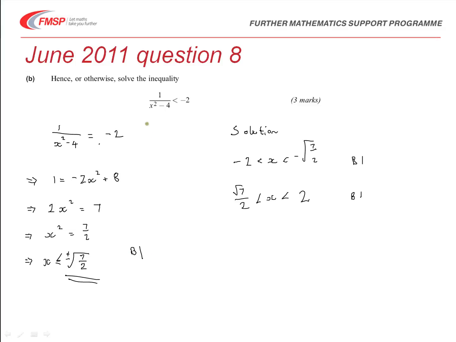So we use the graph to establish, firstly, the equation that we needed to solve to find the key points on the graph for the intersection that we required when y was equal to -2. And then, having established that, we then use the graph to identify the 2 key regions in which the function 1 over x squared minus 4 was less than -2.